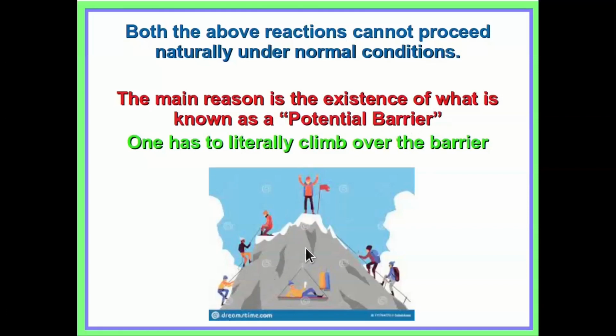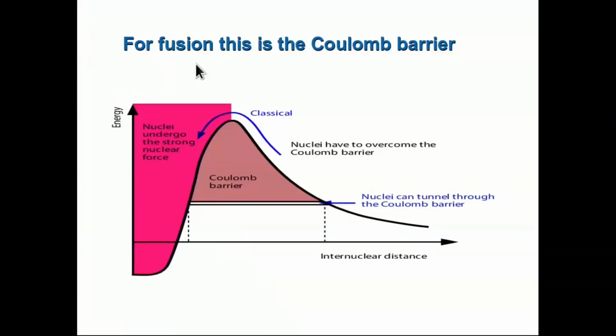So this is just like a hillock. One has to literally climb over the barrier in order to go from one side to the other. For fusion, this barrier is known as the Coulomb barrier. The occurrence of this Coulomb barrier can be well understood by looking at this figure, where I have plotted the potential energy of two protons as a function of the distance between the centers of the two protons. At very short distances we have the strong nuclear force which binds the system, and at very large distances essentially we have the Coulomb repulsion between the positive charges on the two protons. In between, the combination of these two opposite types of forces, namely the attractive nuclear force and the repulsive Coulomb force, results in a barrier like this.